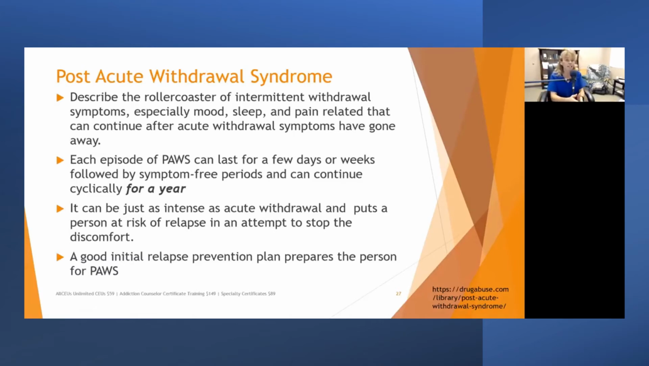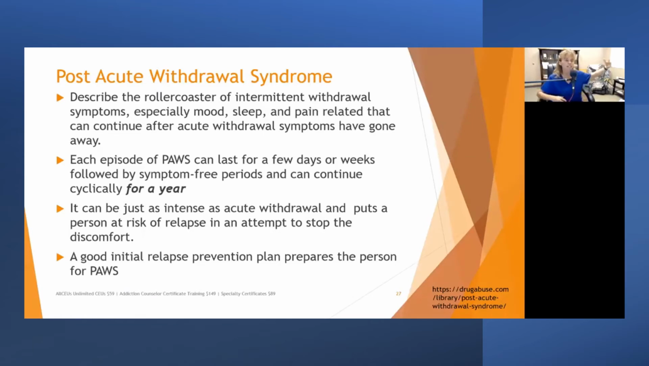So while the acute phase is gone, the drugs are not in their bloodstream anymore, the person may still have waxing and waning of these same symptoms. Each episode of post-acute withdrawal can last for a few days or a few weeks, followed by symptom-free periods, and can continue cyclically for a year. Okay? Remember that. That's probably going to be on your test. It can continue cyclically for a year. Post-acute withdrawal can be just as intense as acute withdrawal and puts the person at risk of relapse in an attempt to stop the discomfort.